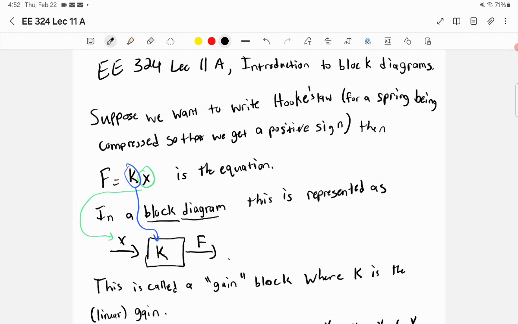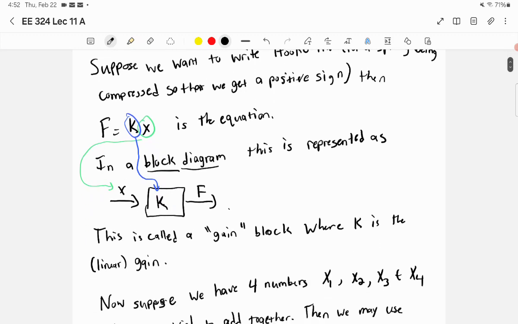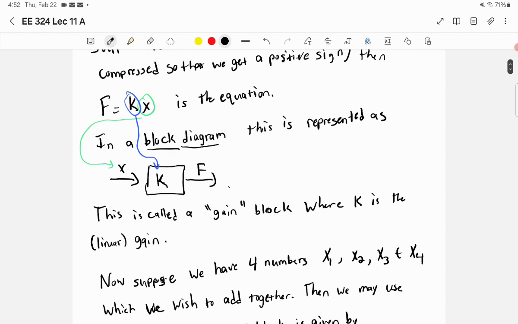So let's start by supposing that we want to write Hooke's law for a spring. We've seen Hooke's law quite a bit in this course. If the spring is being compressed, then Hooke's law says F is equal to Kx, right? And if the spring is being stretched, then it would be negative Kx. So this is our equation.